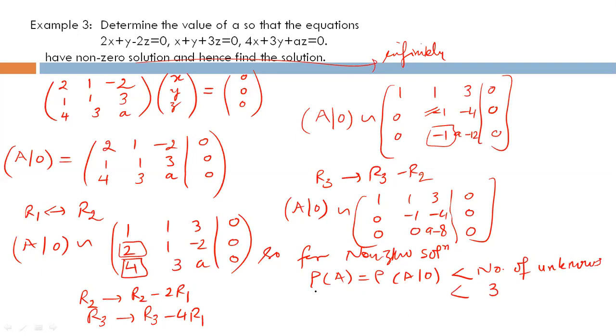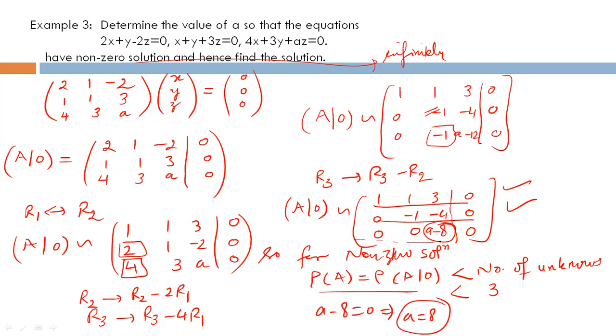Less than 3 means there will be two possibilities, 1 and 2. But the rank is already 2 here because there are 2 non-zero rows. So the minimum possible rank is 2 here. So for making the rank 2, we have to put A minus 8 equal to 0. When A is equal to 8, this row will be entirely 0 and the rank of A and the augmented matrix A|O will be 2. In that case, this rank will be less than the number of unknowns, so we will always get infinitely many solutions, and that has non-zero solutions also.